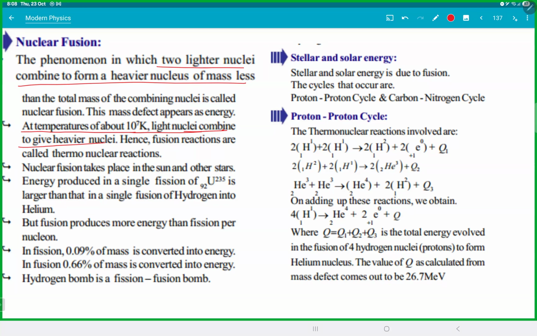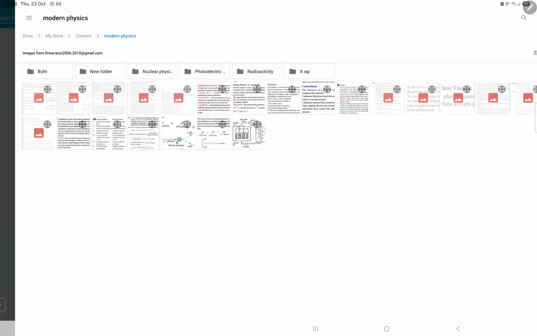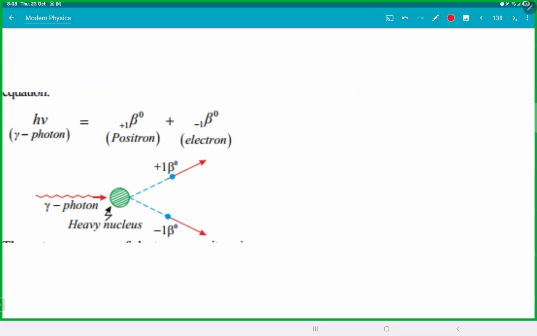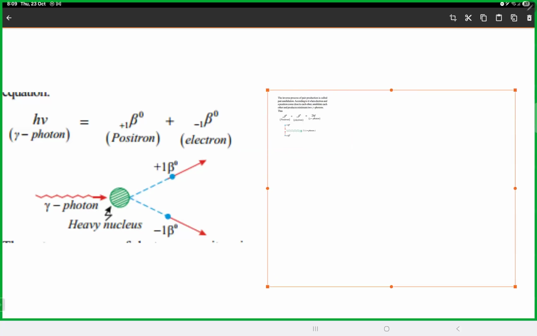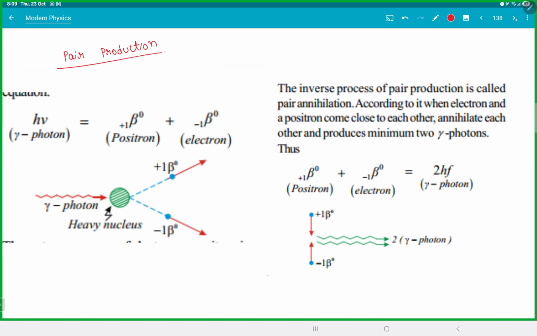Nuclear fission, we have that reactor and explanation and all that stuff. And the last thing, this is another theoretical thing. This is called pair production. Remember I told you, mass can become energy, energy can become mass. So in some cases, when you take a very high energy gamma photon, and when it hits a heavy nucleus, it becomes particles. So you get a positron and an electron. So a high energy gamma particle.